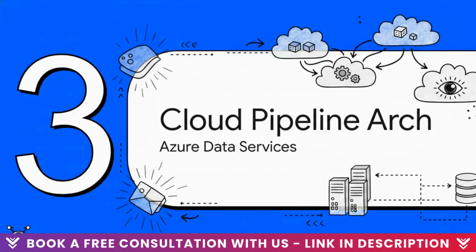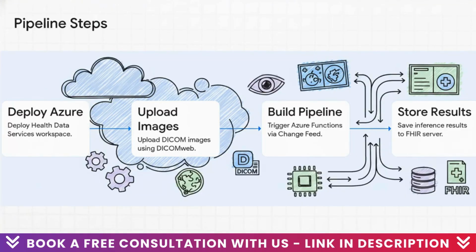Moving on to part 3, architecting the cloud pipeline. So what does this actually look like in a modern 2026 cloud environment? Well, if you're using a platform like Azure Health Data Services, you've got a very clear 4-step pipeline. Step 1, deploy your managed services in a single workspace, keeping FHIR and DICOM together. Step 2, upload your imaging studies via DICOMweb. Step 3, you build an analysis pipeline that triggers the moment those uploads hit. And Step 4, you push those resulting clinical insights straight back into your FHIR service.